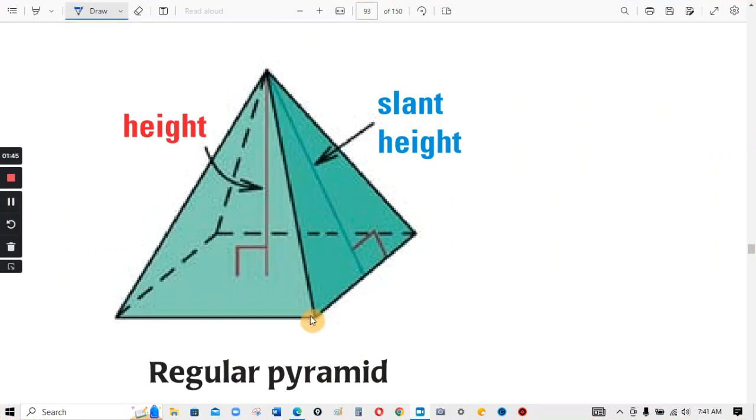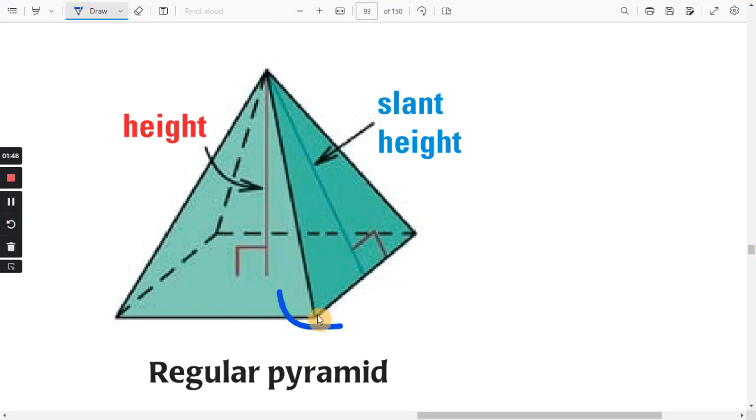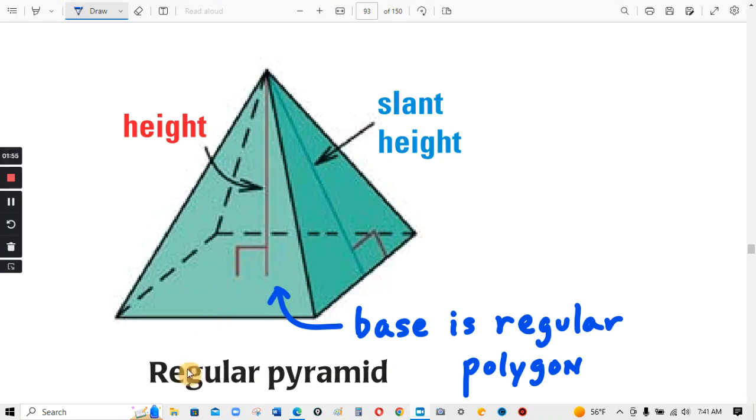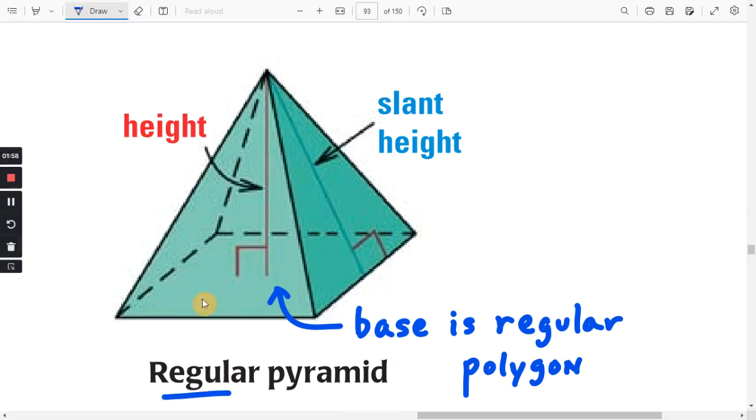Okay, so here is a regular pyramid, and the base of the regular pyramid is a regular polygon. All right, so for the base on a regular pyramid, all the sides and all the angles of the base are congruent. Notice the height starts at the vertex and it goes straight down inside the pyramid and it is perpendicular to the base. And the slant height is actually the height of one of the triangular faces.